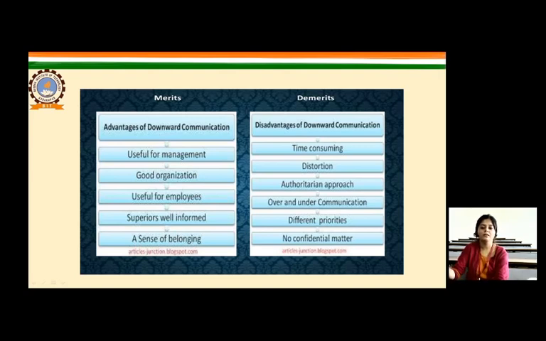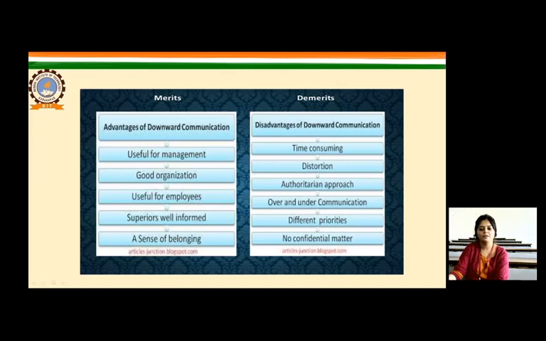Then we have an authoritarian approach. So the top management might act as a dictator, like he's always delegating the task, and the lower level employees don't have any say in the organization. So yes, at times it might seem a little authoritative. Then over and under communication, so it might cause a lot of communication being done that is not required at times, and also there may be times when they are not being told details regarding the message that is being given to them. So there may be both cases, that they are given a lot of details, or they are not getting the minute details that they require.